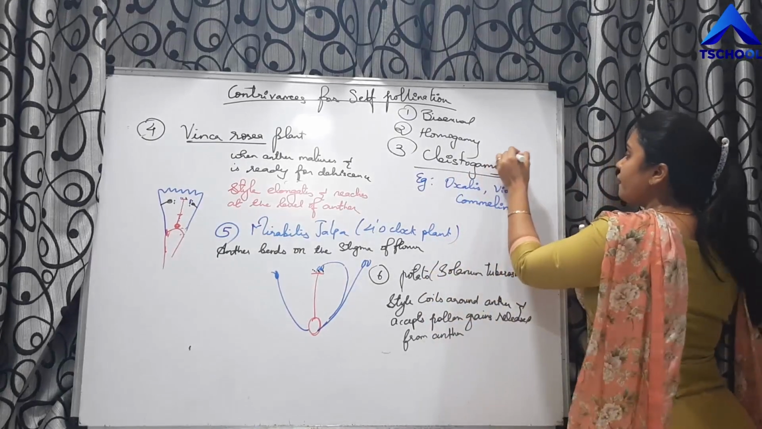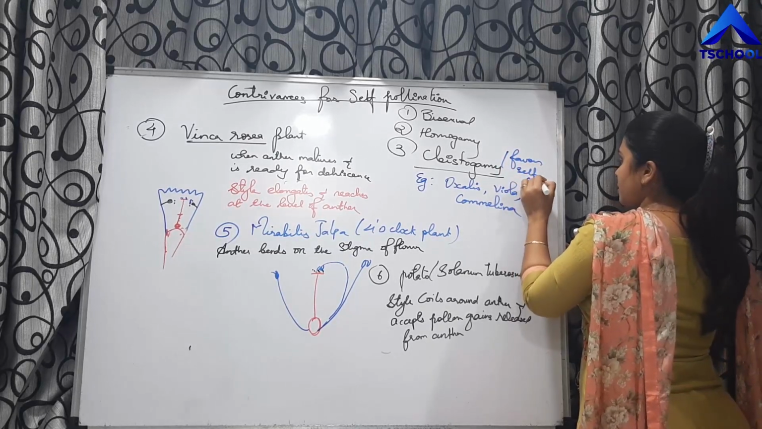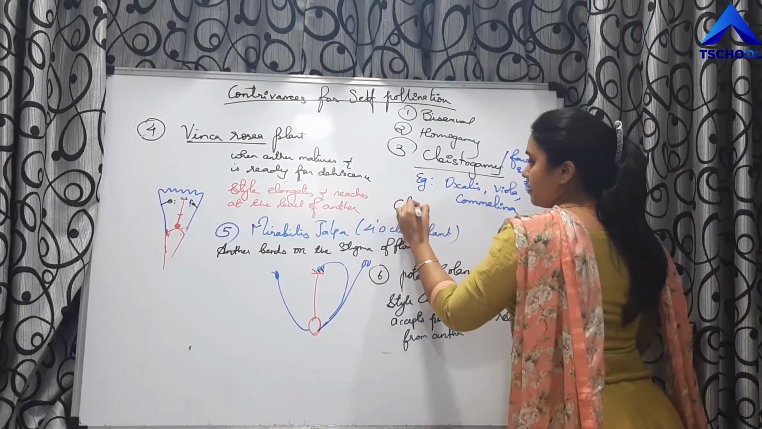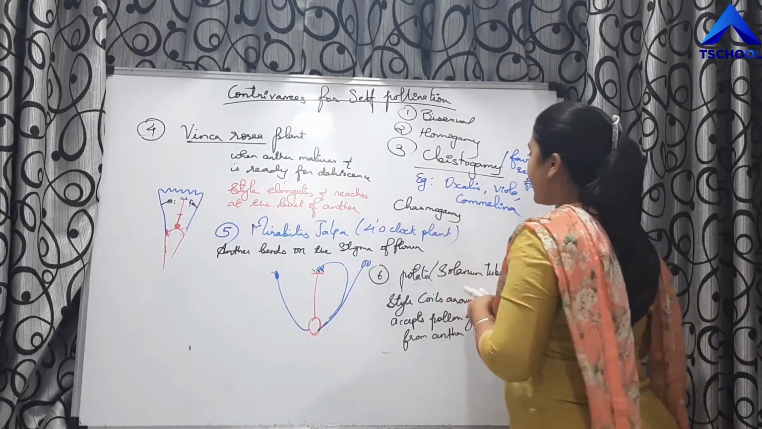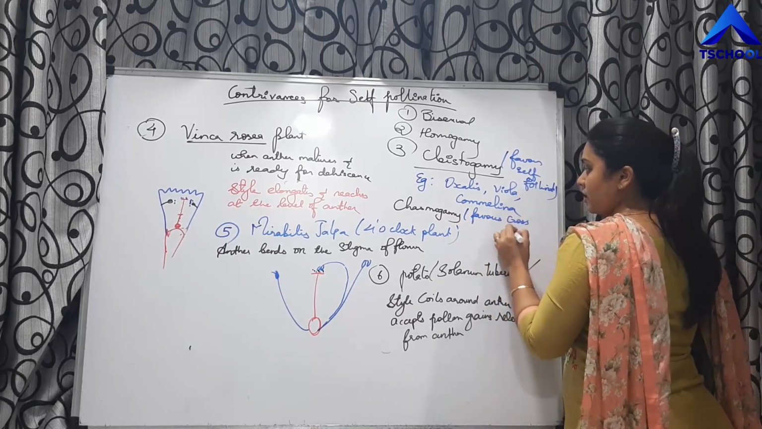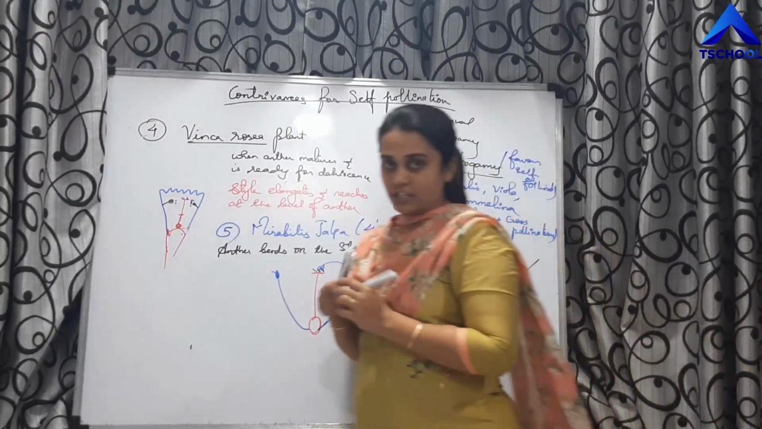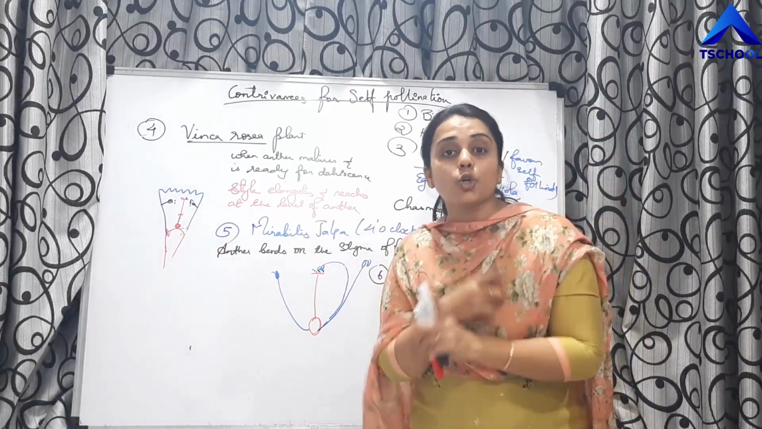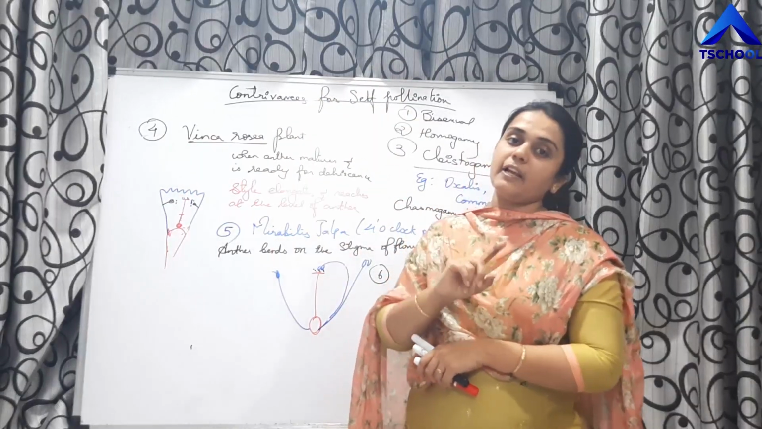Cleistogamy favors self-pollination and chasmogamy, which means the flowers are open flowers, favors cross-pollination. Right, so these are the contrivances of self-pollination. Our next topic is what are the adaptations which the plants make for cross-pollination. These are the adaptations which the plants make to favor self-pollination.